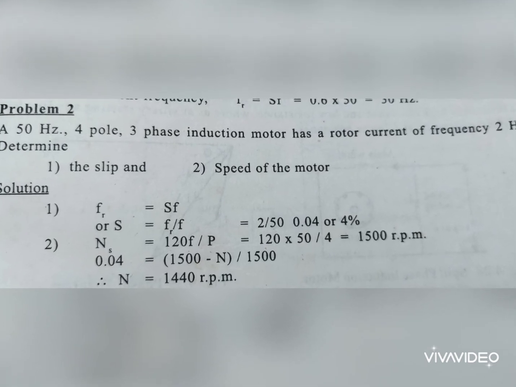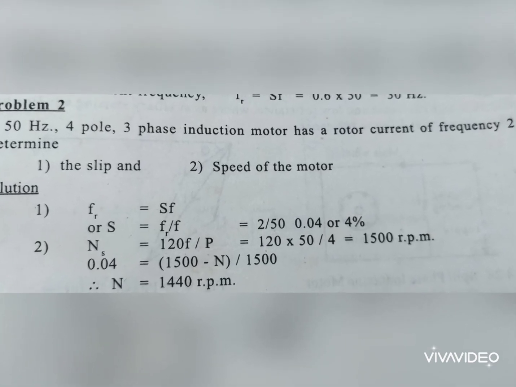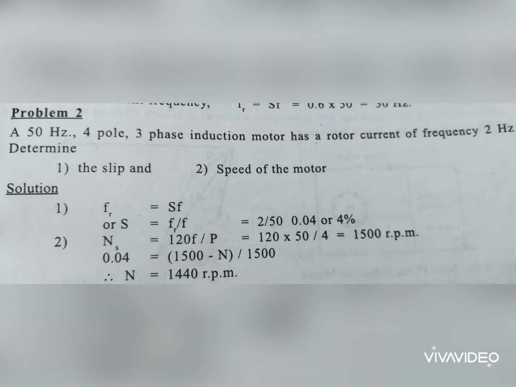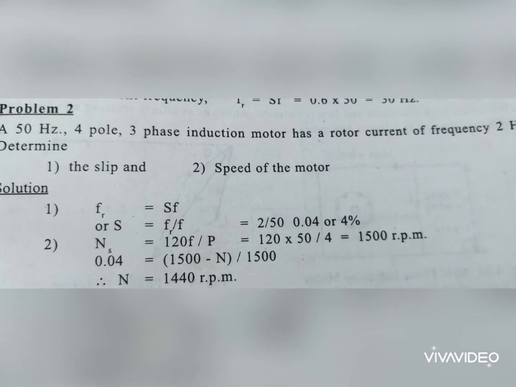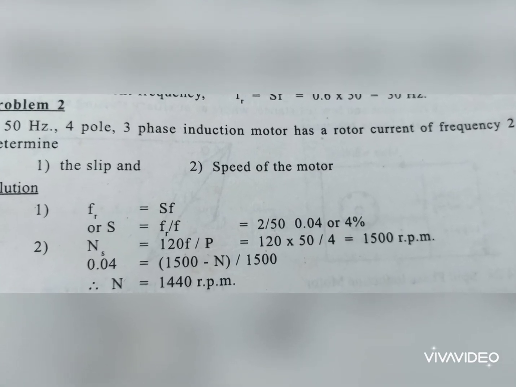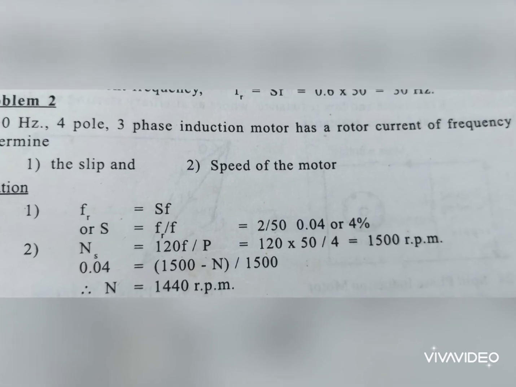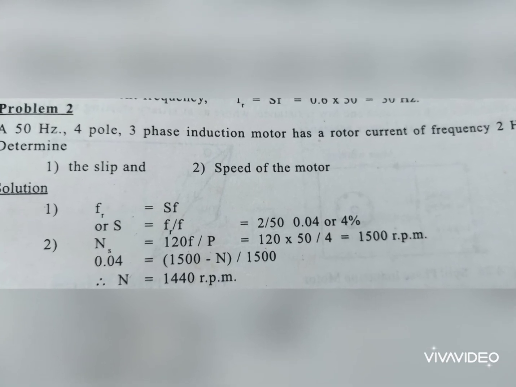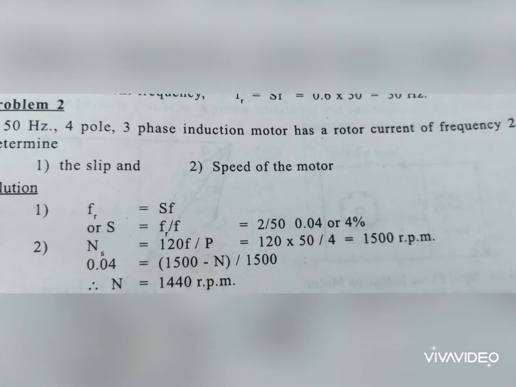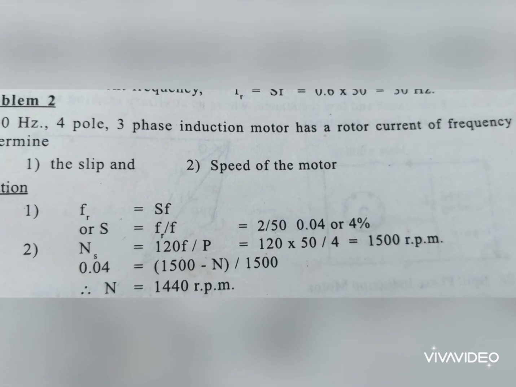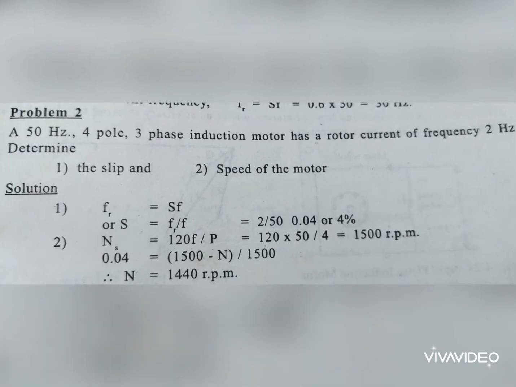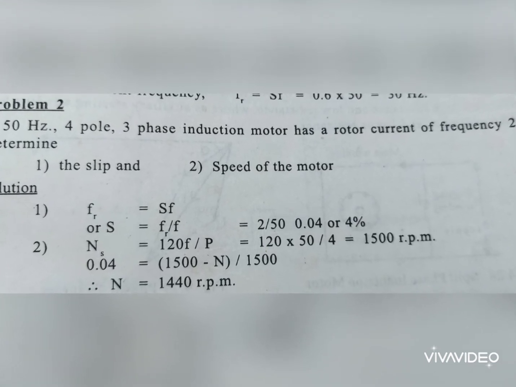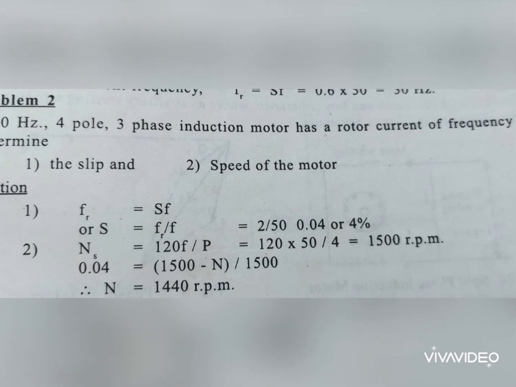Then next is the speed of the motor. You have to find the speed of the motor. Synchronous speed ns is equal to 120 f by p. 120 into f, the supply frequency 50, divided by p, 4 poles. So that is equal to 1500 rpm. So slip is equal to (ns minus n) divided by ns, so (1500 minus n) divided by 1500. So you will get the speed of the motor n as 1440 rpm.